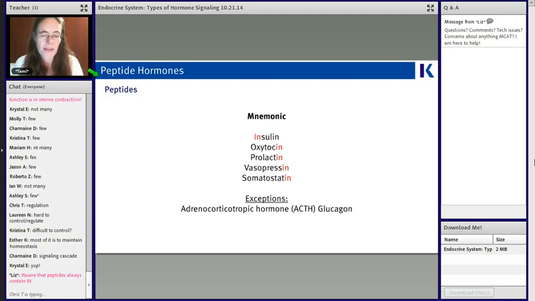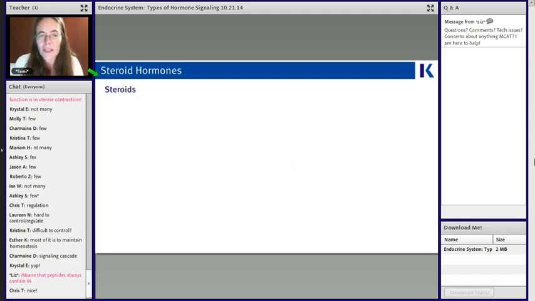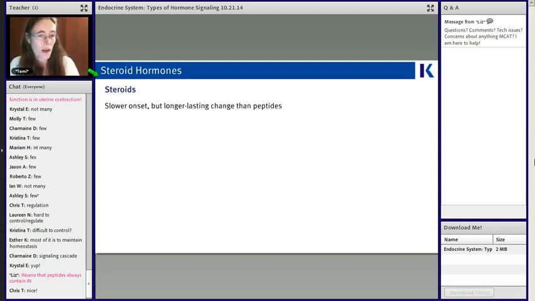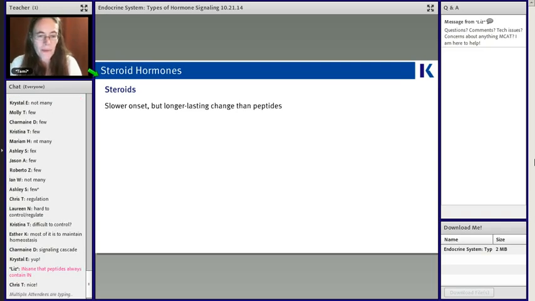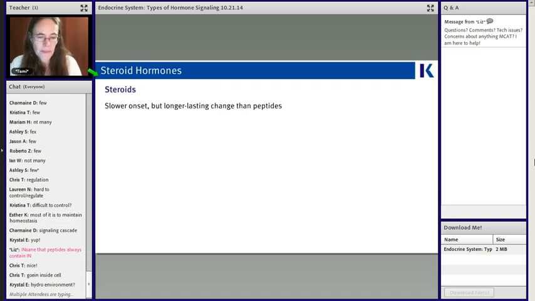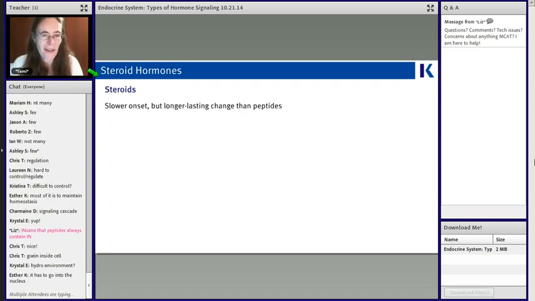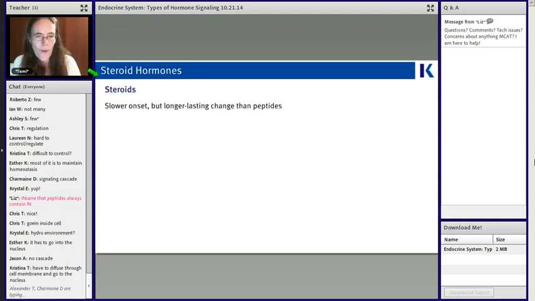Love our mnemonics. So let's now look at steroid hormones. Steroid hormones have a slower onset. It takes a while to see the effect, but it's longer lasting. So tell us why it's a slower onset. Why don't I see this affecting my cell right away? It's got to go inside the cell. It's got to get through that hydrophobic core.